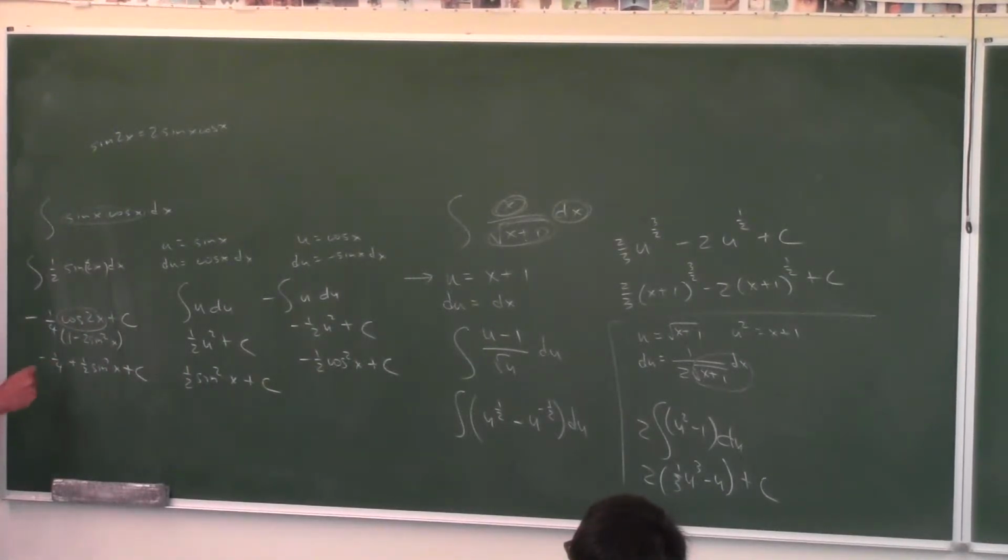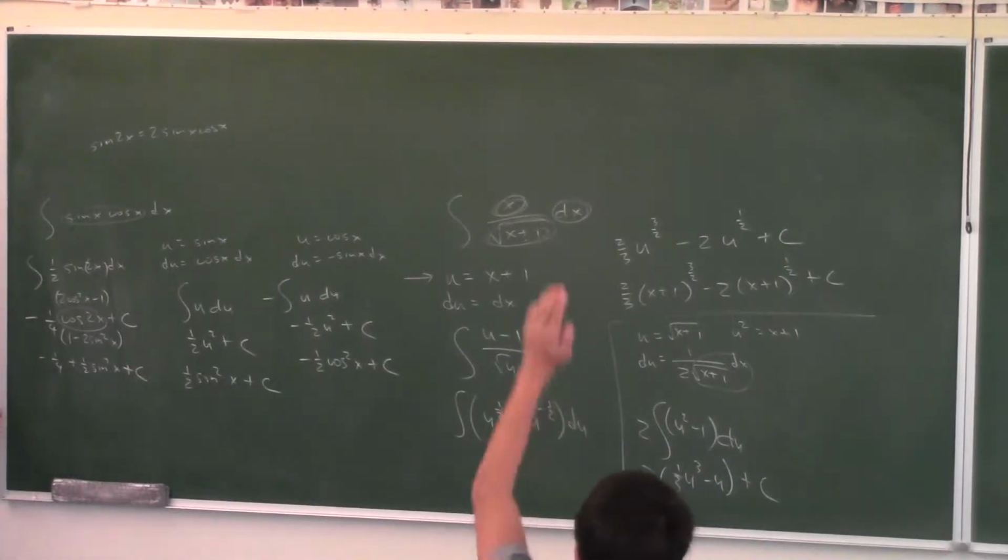Why is this answer the same thing as this? Again, by trig identities. Cosine 2x, remember there's 3 identities? This is one of them. What's the other one? 2 cosine squared x minus 1. Come on, do I need to give you guys the trig identities? Do I have to post it?